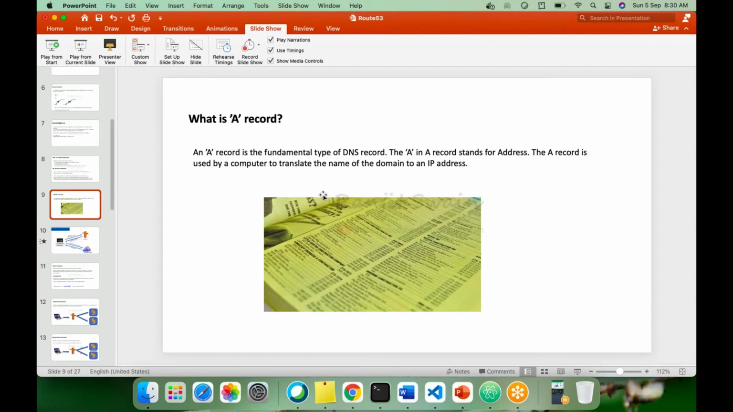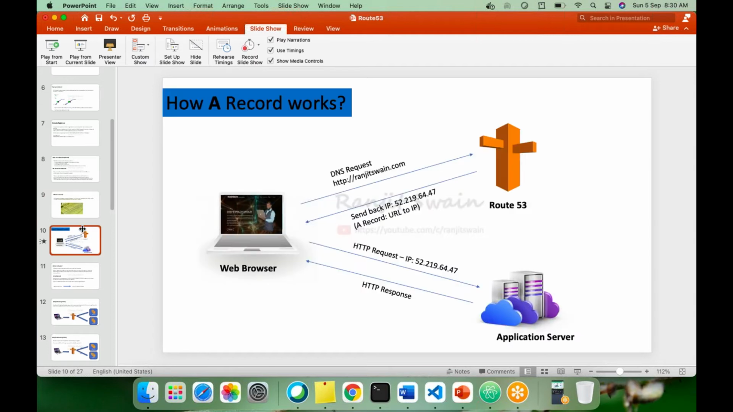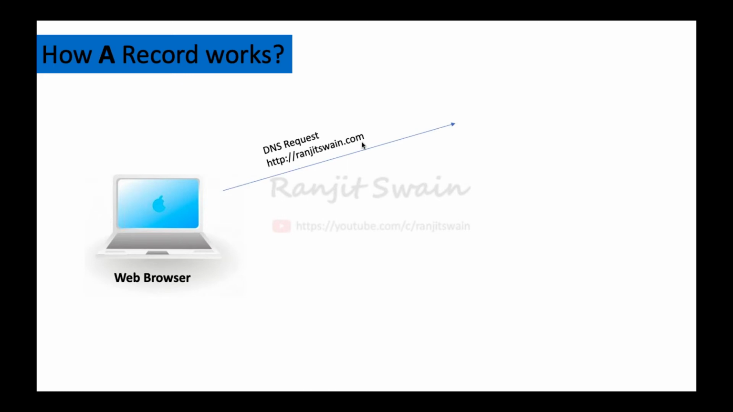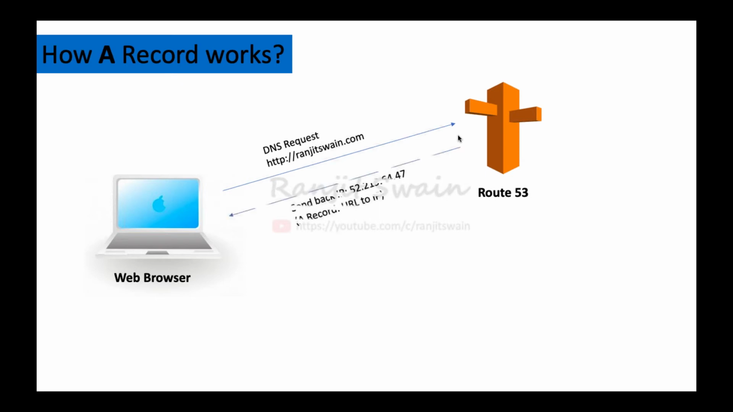Then how does this A record work? Let's see. Suppose I'm typing from my laptop, and I type ranjitswine.com. What will happen? The DNS request is sent from my browser and it will be hit by Route 53. Route 53 will resolve ranjitswine.com, and based on the A record setup, it will send back the IP address of the server, that is URL to IP. So it converts the URL to IP addresses.